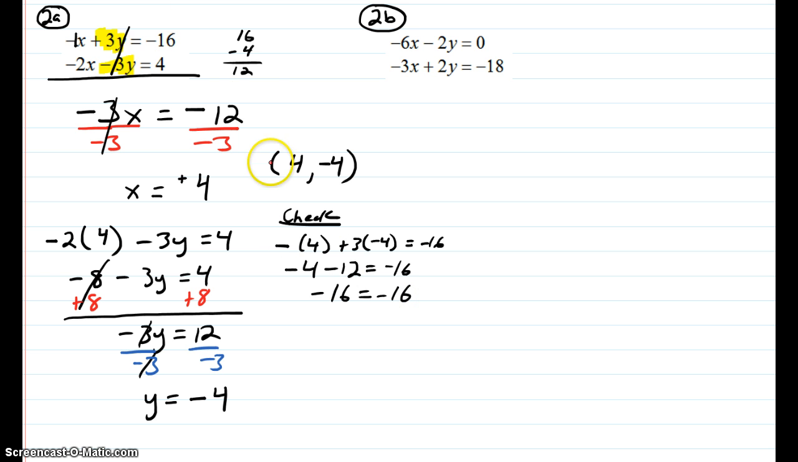If you take that quick 10 seconds to check your answer, you can make sure you get an A on the next test. Alright, try 2B on your own.